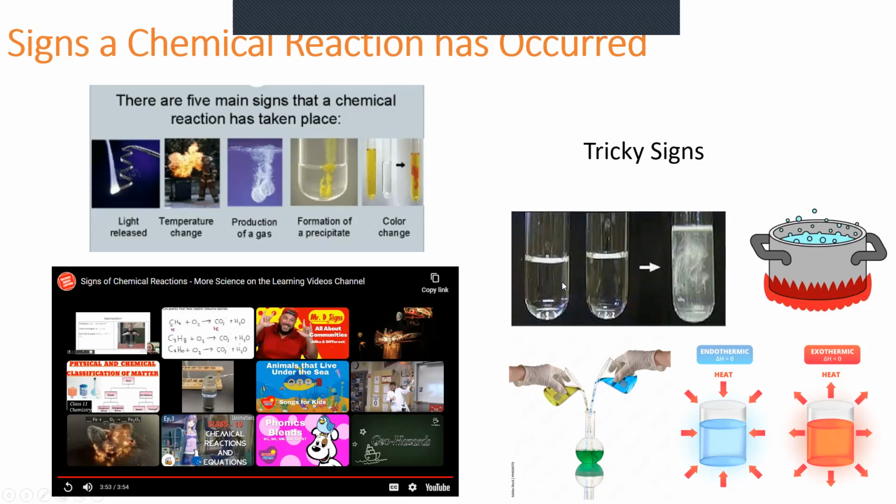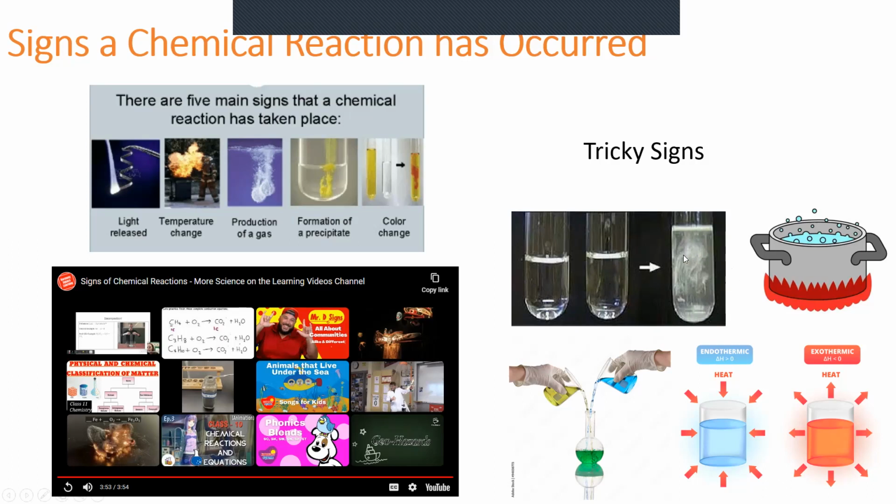For example, in this first case, two clear solutions are mixed, and we see that it looks like there's a color change because it used to be clear and now there's some white stuff, right? But we wouldn't consider this a color change. This is actually a precipitate forming.